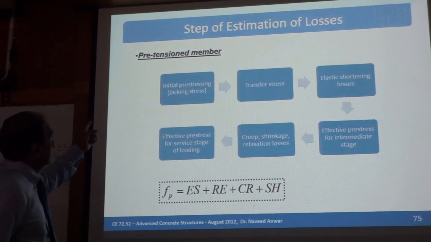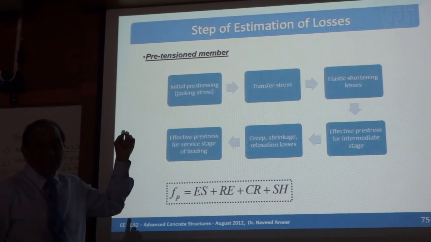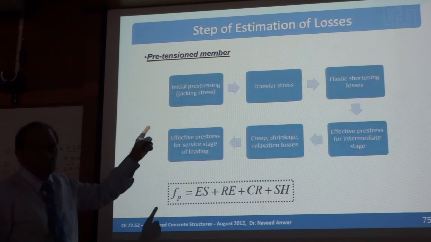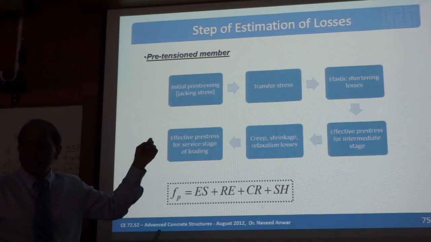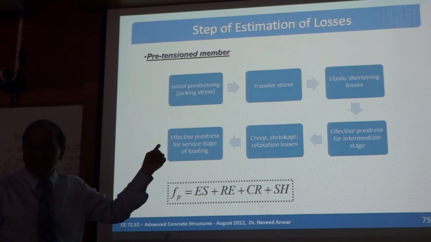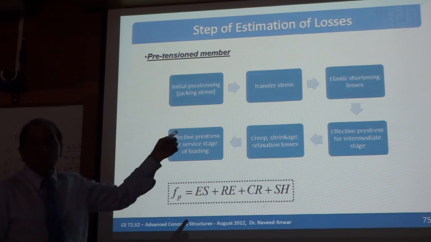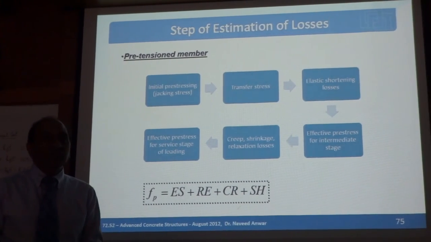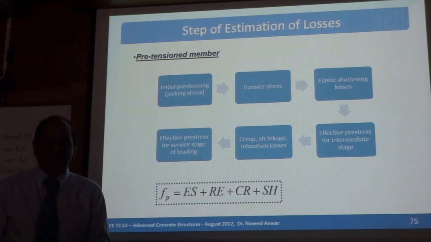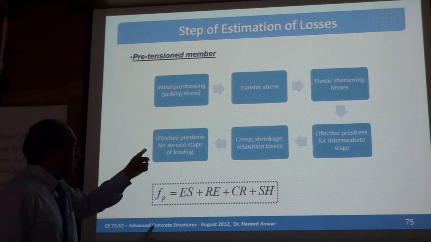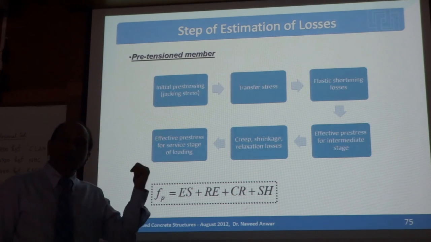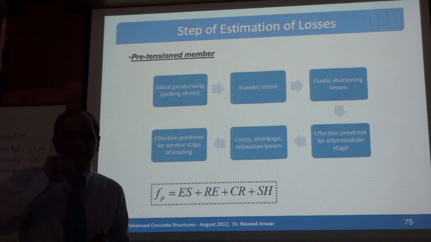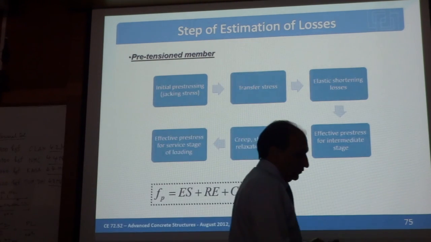In the beginning, initial jacking stress should be checked at that point. I showed you the allowable stresses for that, correct? After that, transfer stress stage should be checked according to the code. No losses at that time except the jacking. Then elastic shortening stresses will be added, then reduced force will be used to check the effective pre-stress for immediate stage, dead load, self-load, and so on. Then creep, shrinkage, and relaxation losses will be added, and long-term stresses will be checked based on that. So the stress check and stress loss are integrated into one flow.